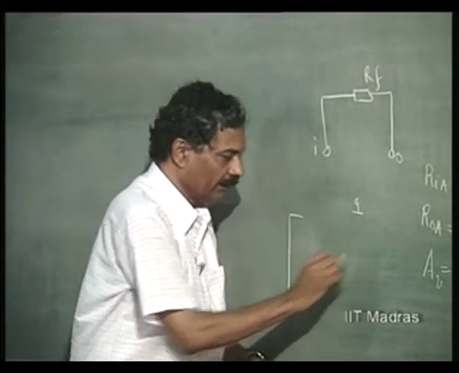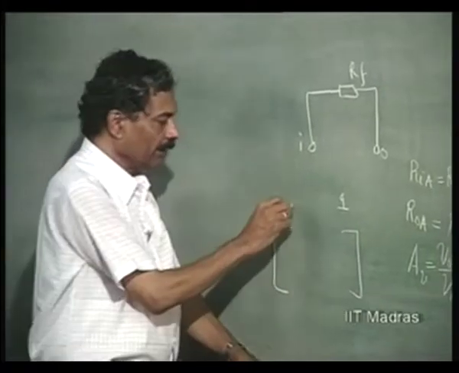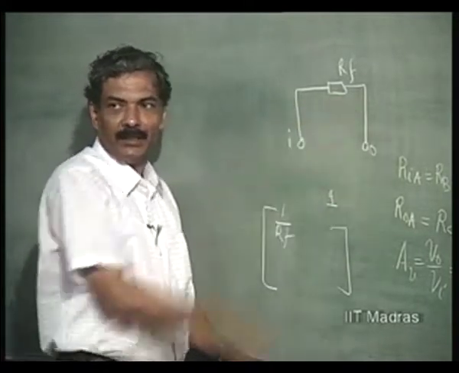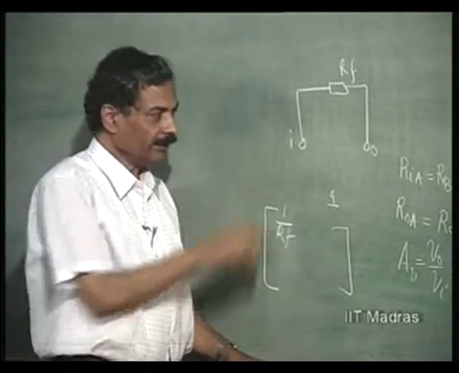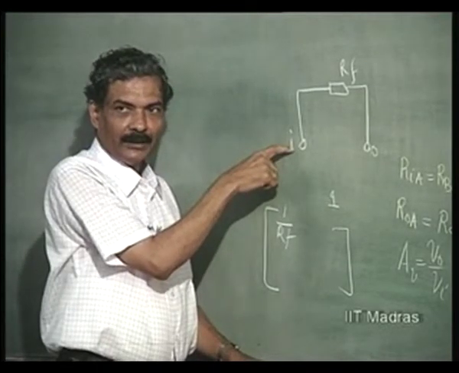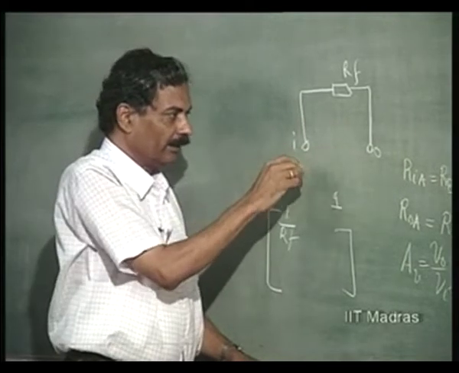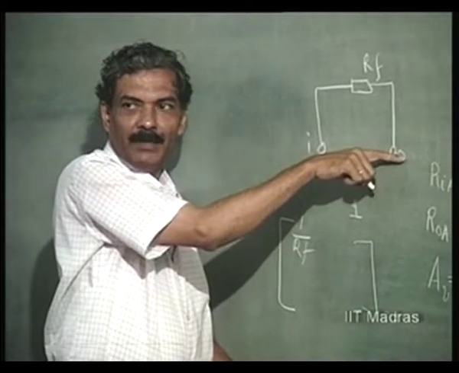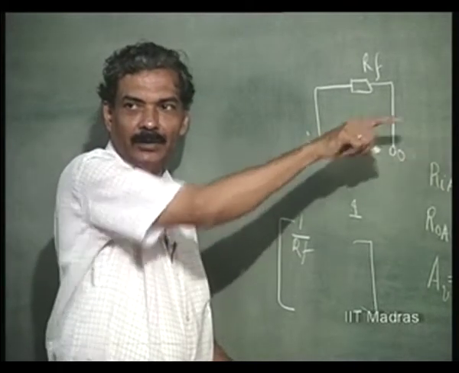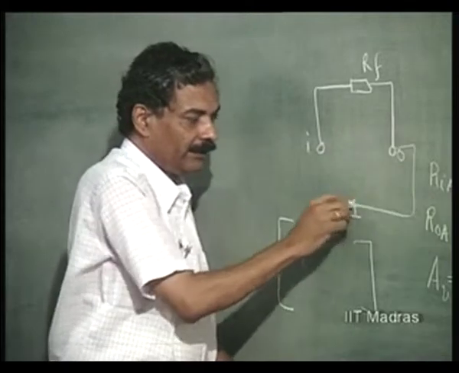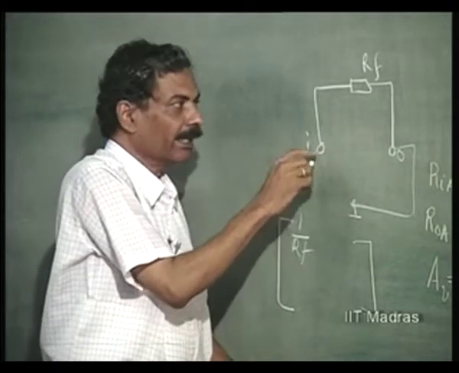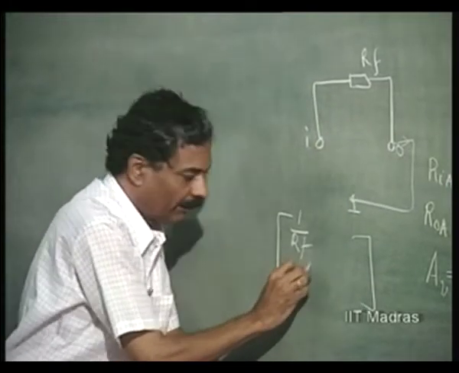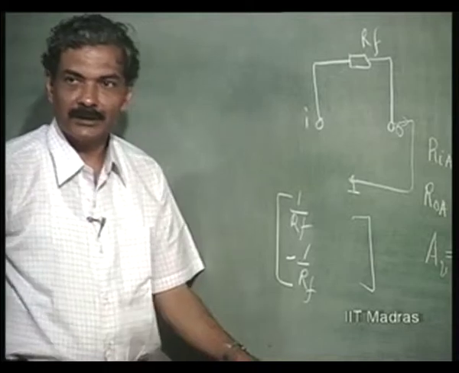So, obviously, the y parameter of this is simply 1 over RF, because if you short this, the input impedance is 1 over RF. If I apply a voltage Vi here, the current is going to be Vi by RF, and it will be going out. So, if I short this and apply a voltage here, the current will be Vi by RF going out. That means this is also minus 1 over RF.